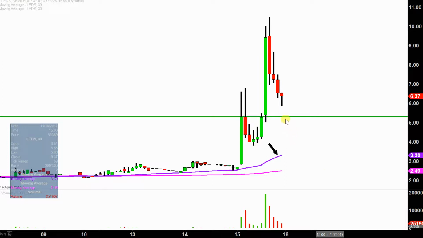But as it stands right now, $5.30 hasn't even been back tested. But again, like I said, if the price does break through there, the next level of support that I'd keep an eye on is going to be that purple line, the 50-period simple moving average.